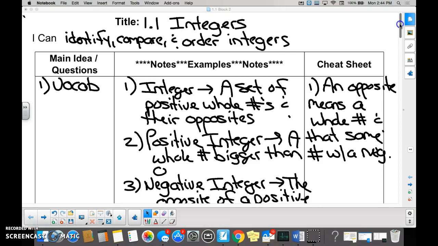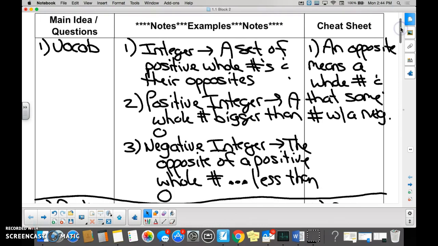You guys, we started off with vocab. Can somebody explain to me really quickly, because this is a huge word, what is an integer? Can you just read what an integer is? Hannah, can you read really loudly what an integer is? Integer. A set of positive whole numbers and their opposite.